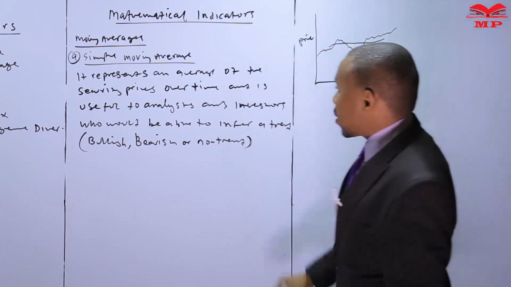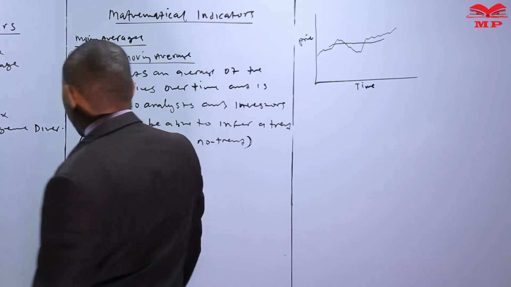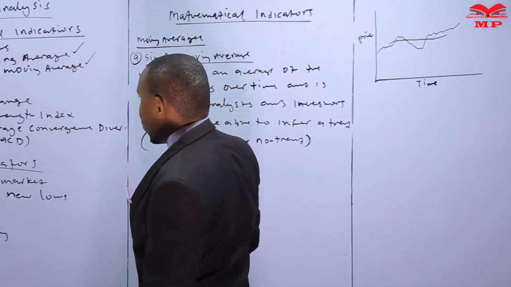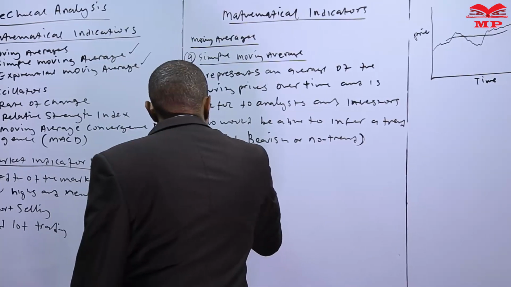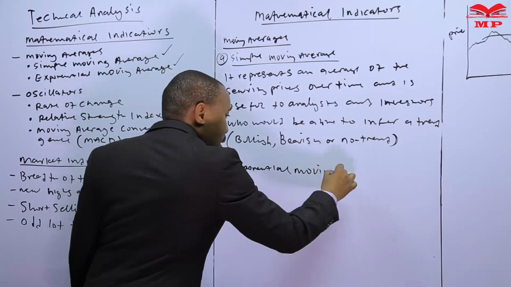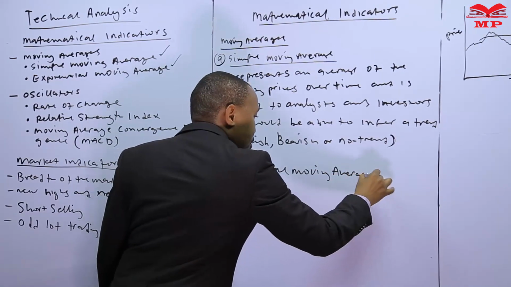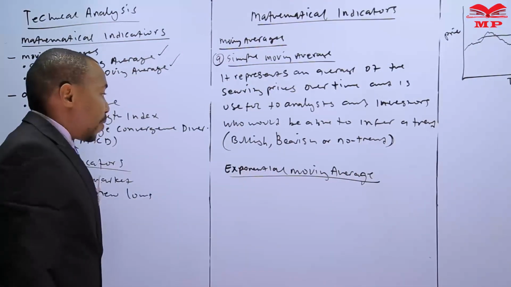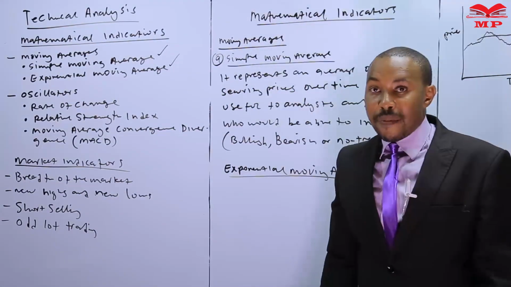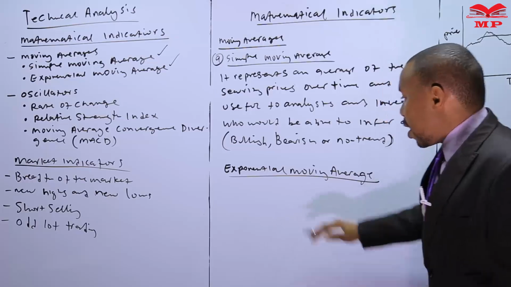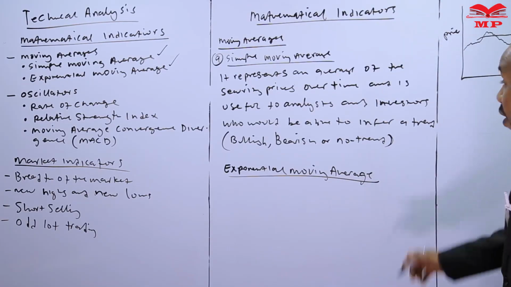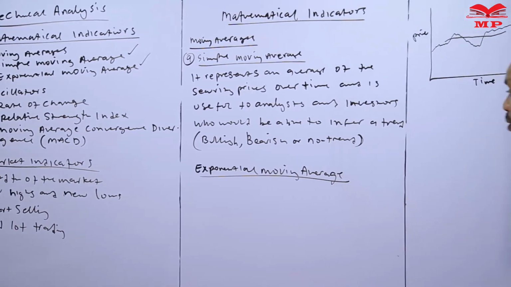Now, having looked at the simple moving average, let's look at the exponential moving average. Under the exponential moving average, you will have to apply a formula that can assist us to compute or get an indication of whether the strength of the market is moving up or moving down.